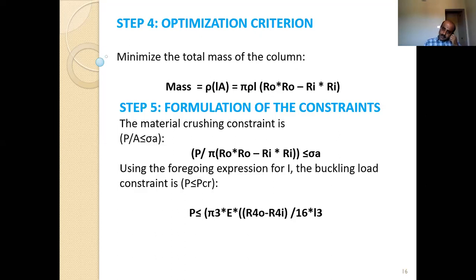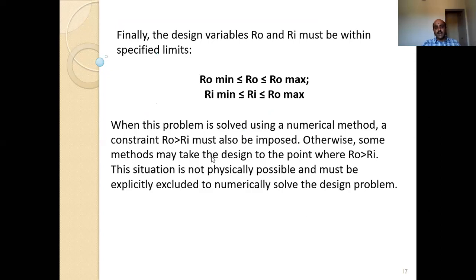See, in the examination, they don't specify which type, first one or second one. So you can do any one of these formulations. This is asked for a minimum of 6 to 8 marks in your exam. So either you can take the mean radius and thickness, or you can use R naught and Ri, and you can do the formulation for this type. Okay. So this is step number 5, and the constraints again.